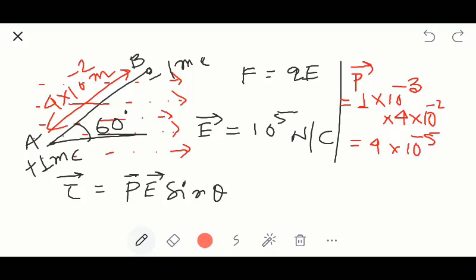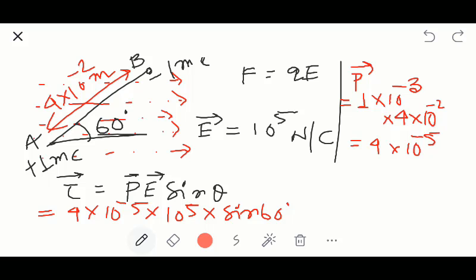Now if I put all of the values in that formula, torque equals P E sine theta, what answer will I get? That is equal to the dipole moment, 4 into 10 to the power of minus 5, multiplied by the electric field, 10 to the power plus 5, and sine theta, that means sine 60. What's the value of sine 60? That is equal to root 3 by 2.